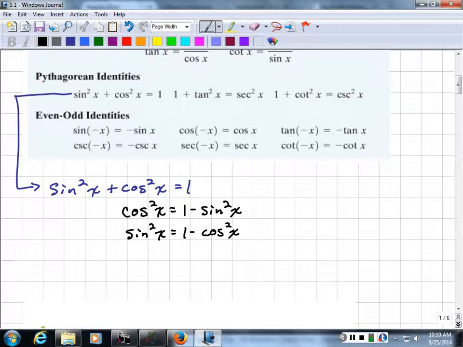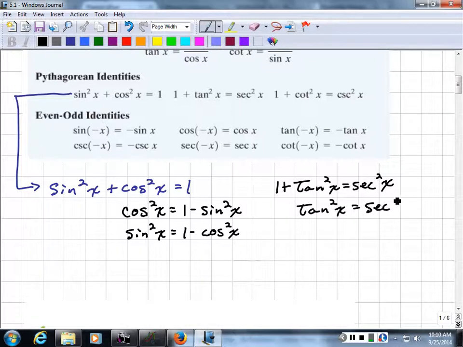But like with the 1 plus tangent squared x equals secant squared x, that can be the same as tangent squared x is equal to secant squared x minus 1, or 1 is equal to secant squared x minus tangent squared x.